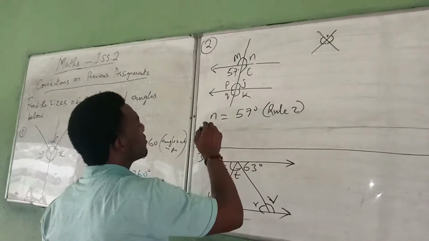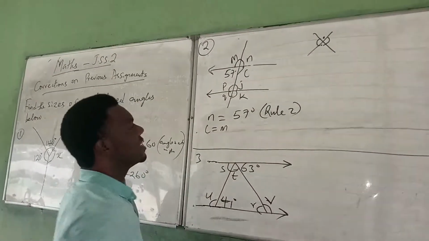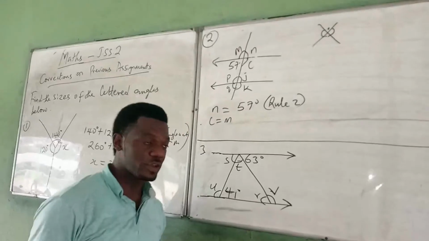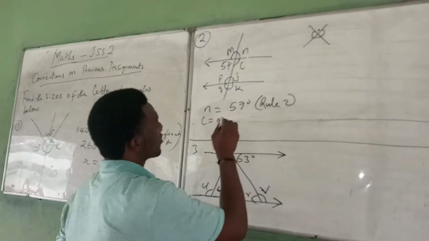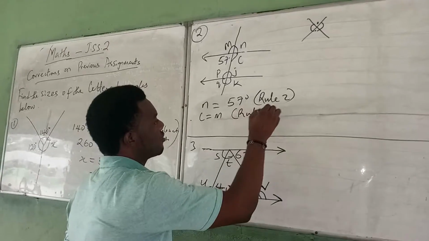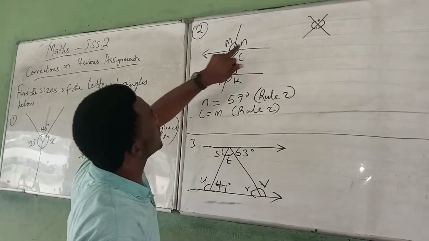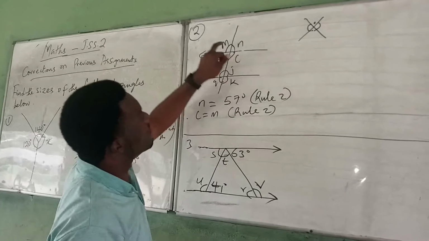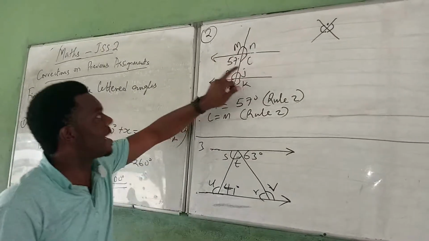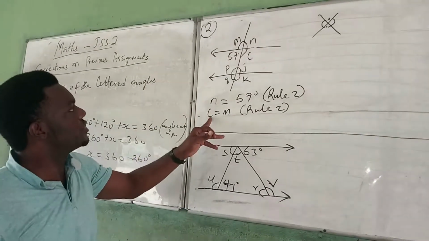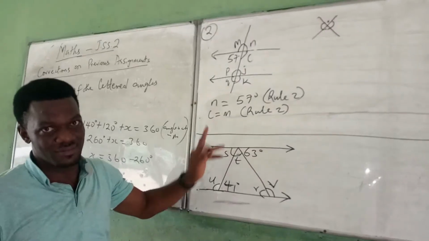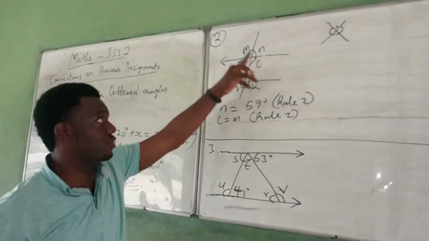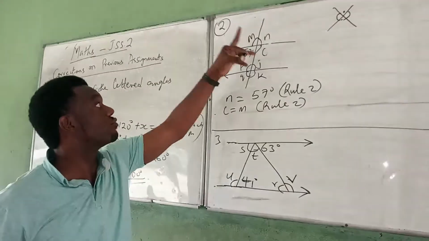Now, L should be equal to M with the same rule. Vertically opposite. If 57 is equal to N, it means that L will be equal to M. But we have to find M. Then how do we find it? But we know that L is equal to M. So wherever you see L, you can call it M.